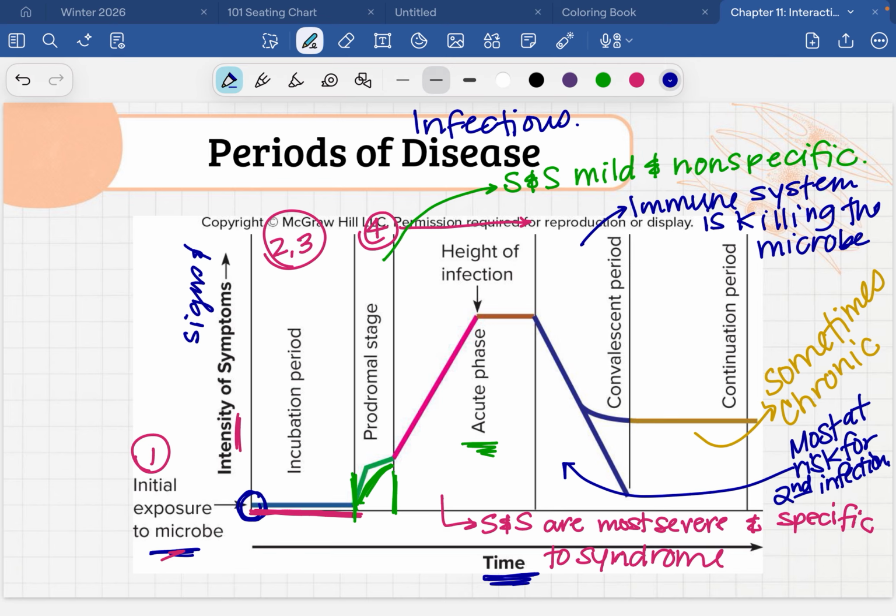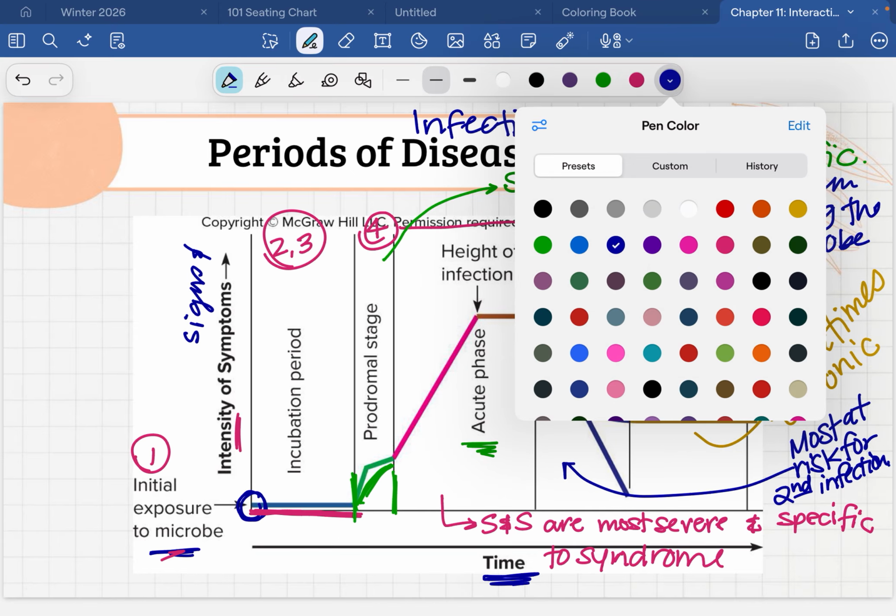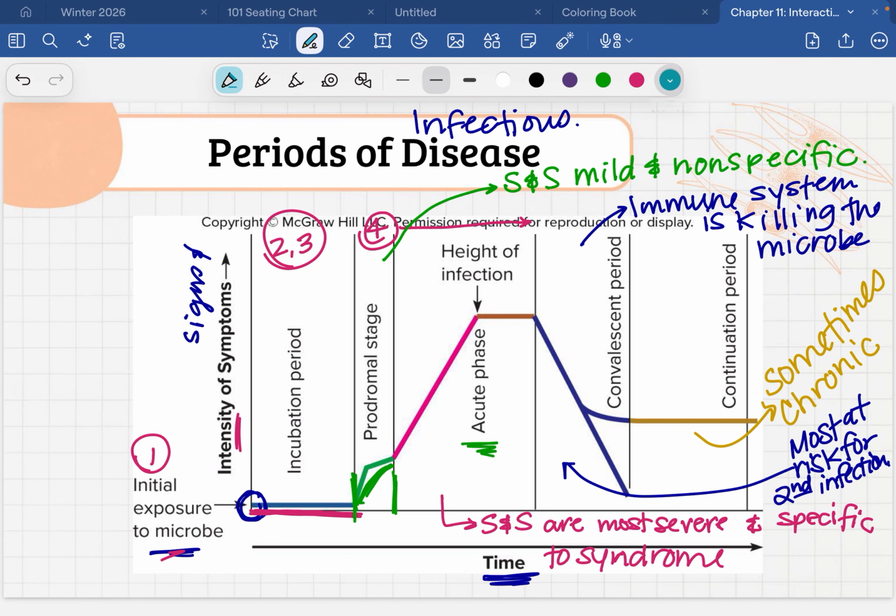Okay, so they went through their incubation period. They went through the prodromal stage. They got incredibly sick. They had a high fever for 5 days. They had crazy diarrhea, all kinds of different stuff. And then after about 5 days, their fever broke and they started to feel better.